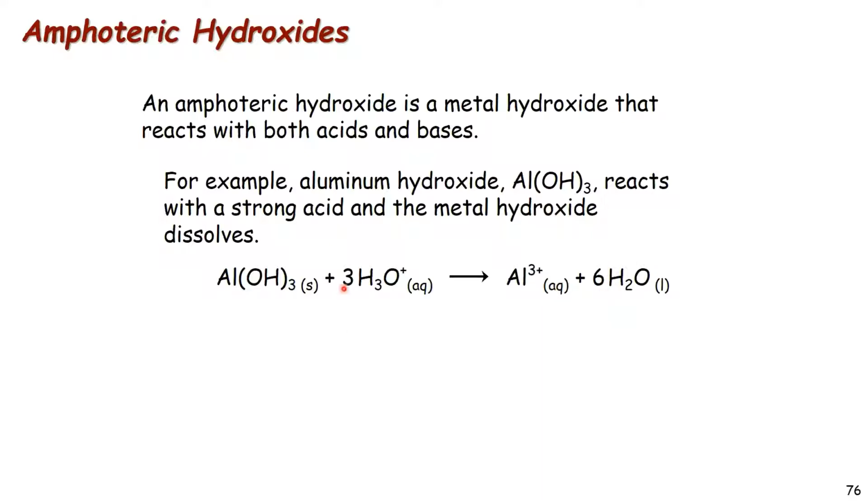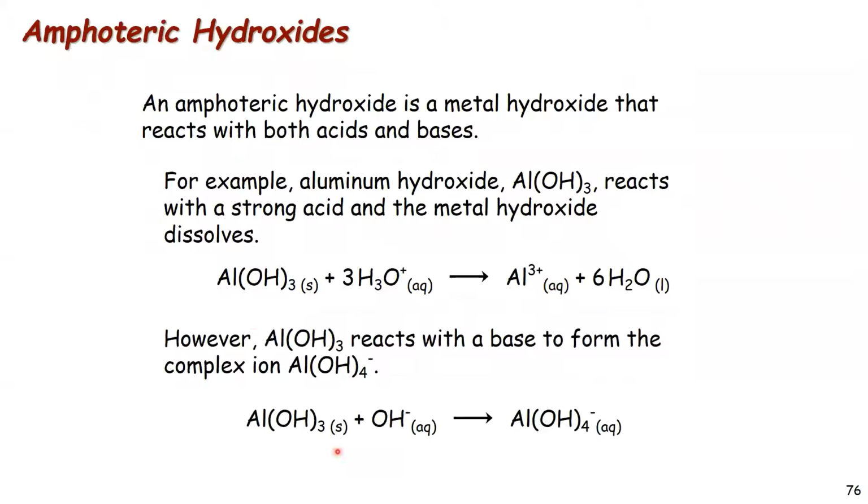Now remember, there's 6 water molecules here because we're using the hydronium ion. We could write this just as H+, and then this would all of a sudden become just 3. Again, I don't care if you use H3O plus or H plus, we know that only H3O plus really does exist. Now, is aluminum hydroxide acting as an acid or a base? Well, in this case, it's reacting with an acid, so it must be the base.